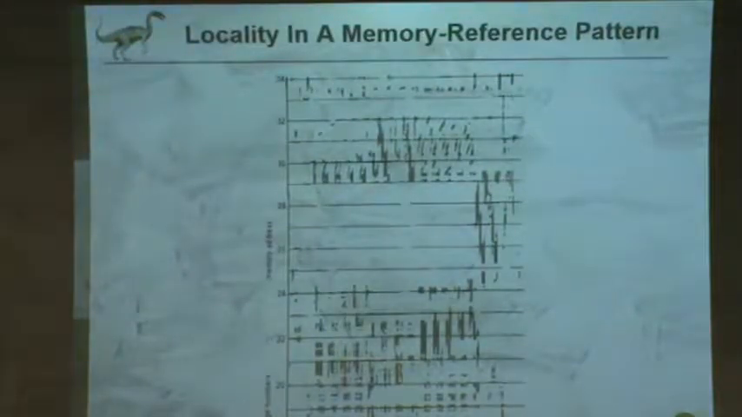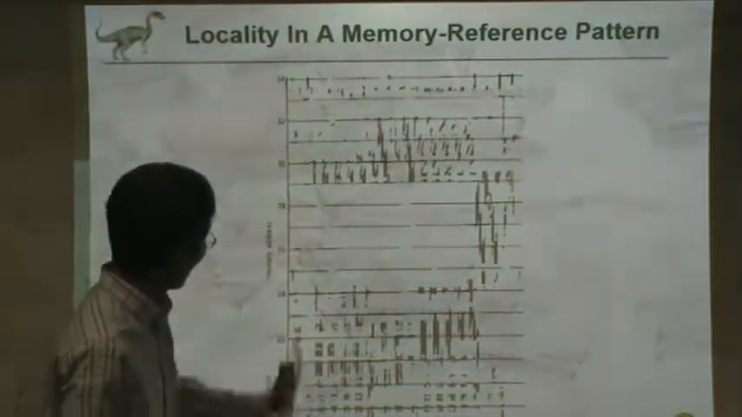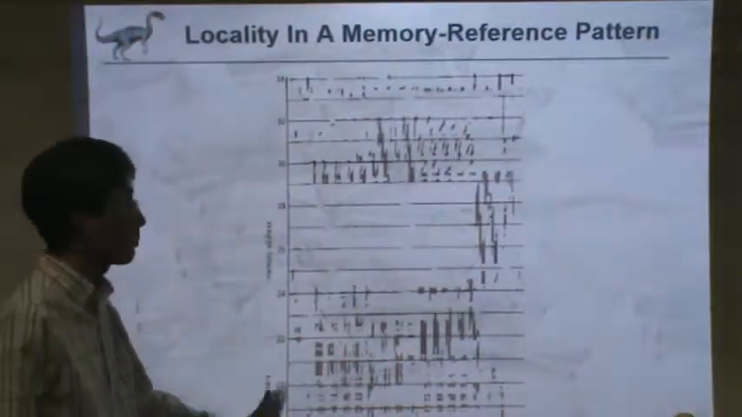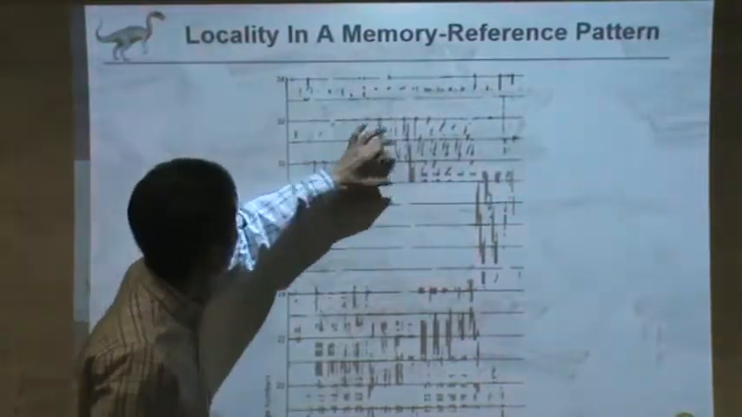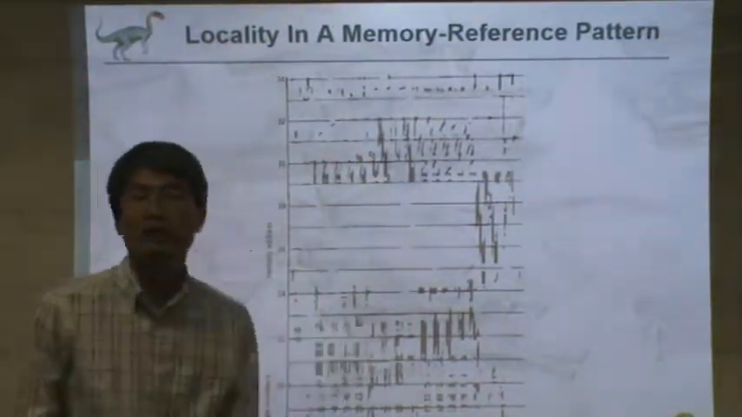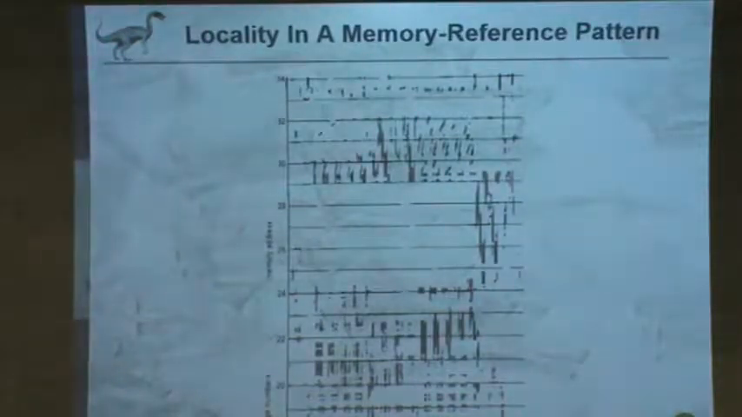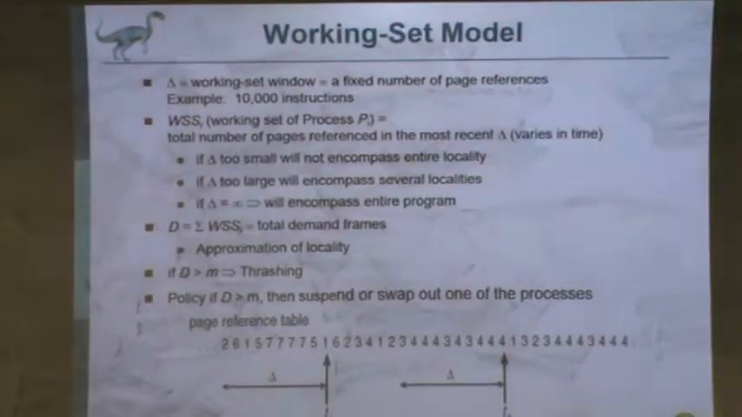So this is the x-axis for the time. Along the time, the y-axis shows which page is referenced. So you can see some groups of these pages, so we can make them into groups. So we can reduce the number of them. So that is called the working set model.